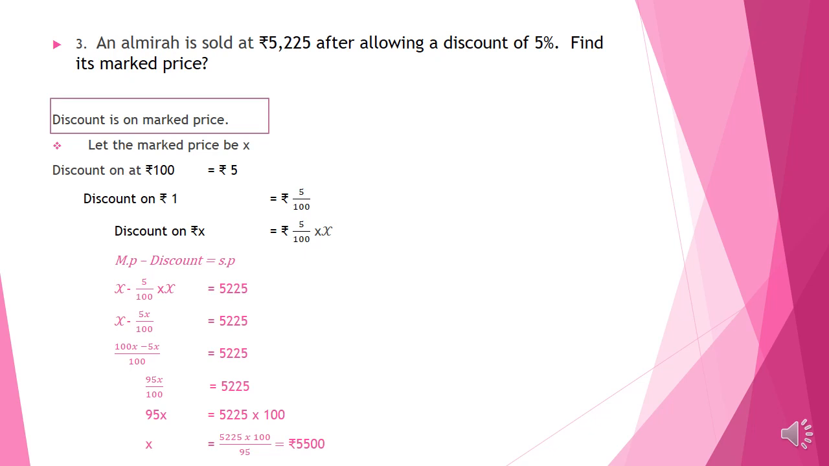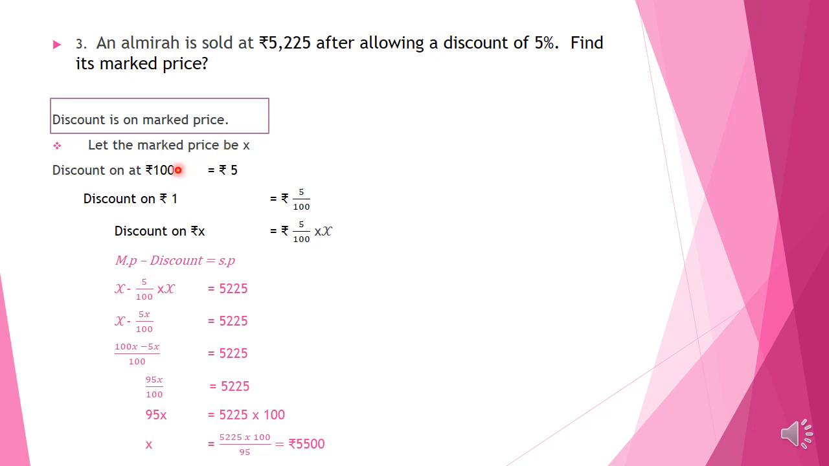Here children, see what is given. SP is given. Sold means SP we have, and discount percentage is given, 5%. And find its marked price. Marked price we have to find out. So we are assuming, let the marked price be X.